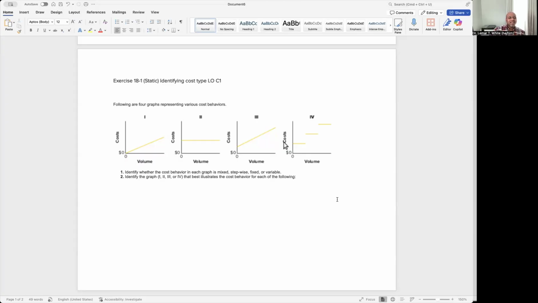It says, following are 4 graphs representing various cost behaviors.